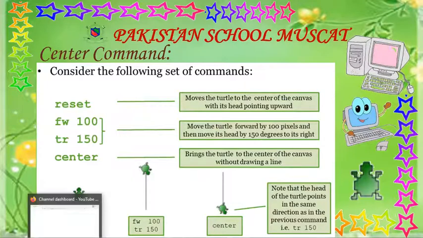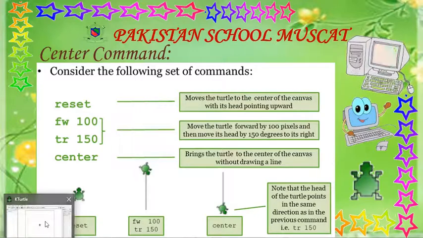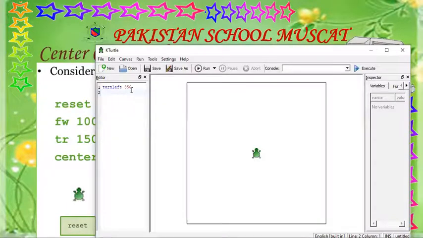Let's see over here. I will be writing simply center. It will bring back your turtle to the center of your canvas. Once you are going with that one, you can see this is turn left. I have written, if I write over here reset, and then I go for FW 100, and then I write here center. Let's see how it will work.